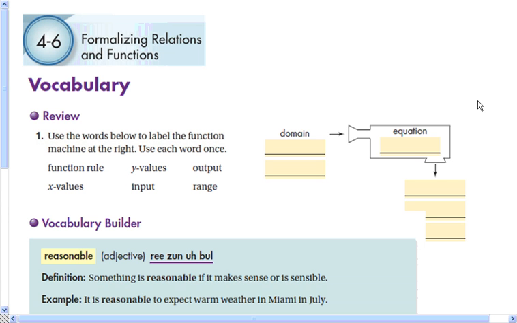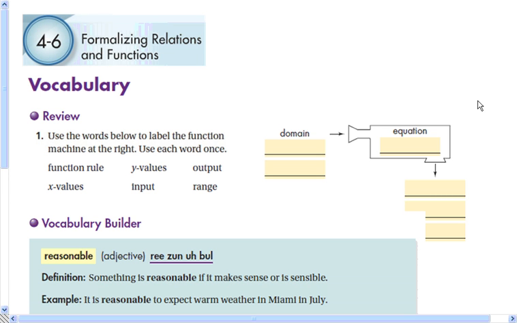Hey, class, this is lesson 4.6, formalizing relations and functions. You will learn how to determine whether a relation is a function, to find domain and range, and to use function notation. Some of you were wondering on the last thing if you had to use function notation. Now you will have to know how to do that after this lesson.